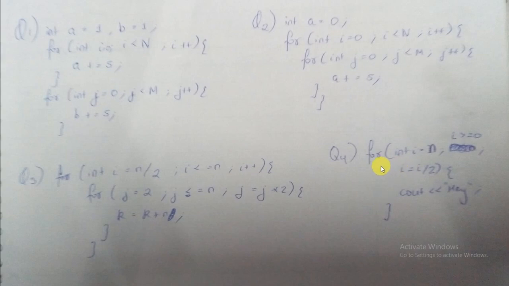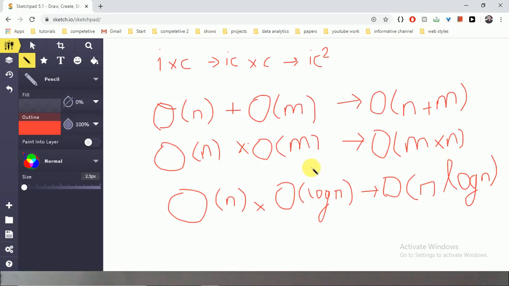And for the last one, i goes from n down to 0, and each time we divide i by 2. The first value of i is n, then in the next iteration i will be n divided by 2, then n divided by 4, and so on. So it is also divided by a constant factor of 2. The answer will be O of log n.